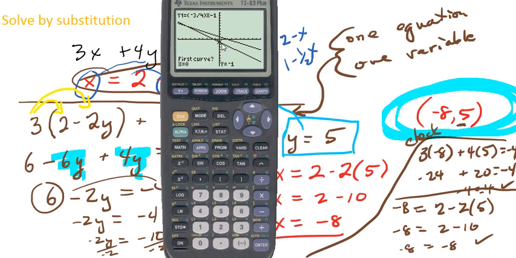Is this the first curve right here, up here? Yep. Hit enter. Is this the second curve right there? Yep. Hit enter. There's only one intersection point on the screen. You can move your cursor over there just to be certain, and anywhere close. And then you want to guess. Yes. And look at that. -8, 5 is confirmed. So we've checked it algebraically, and we've also graphed it just to confirm.